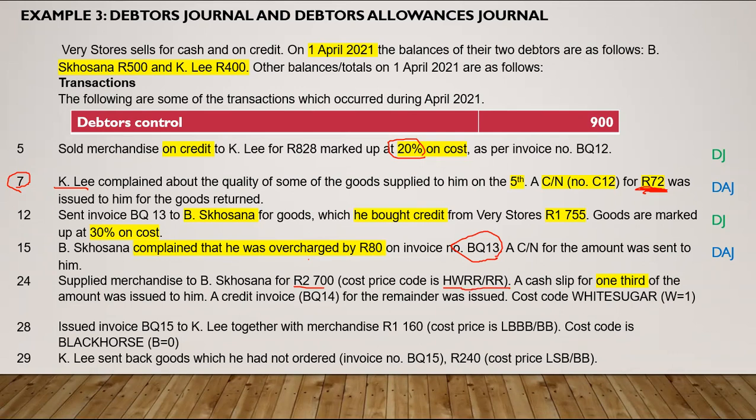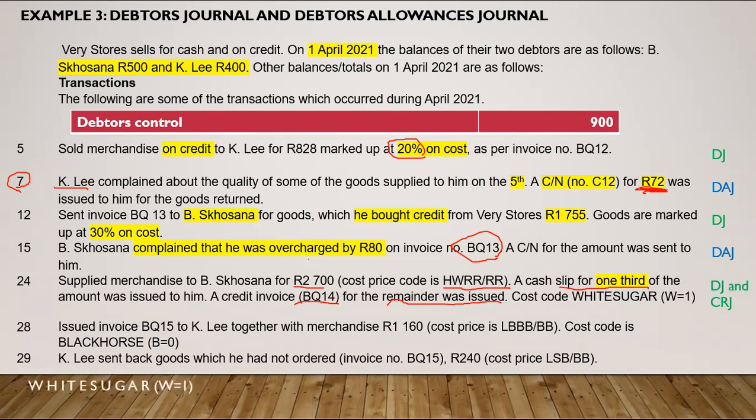And then they say a cash slip for 1/3 of the amount was issued. A cash slip means that part will be recorded in the CRJ. We are receiving money because we sold those goods for cash. And a credit note BQ14 for the remainder was issued, and they gave you a word code, which is white sugar. So that transaction will be recorded in the debtors journal as well as the CRJ.